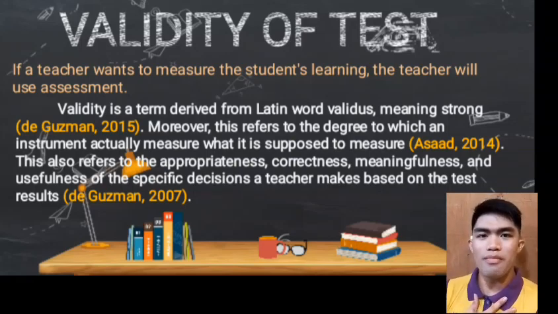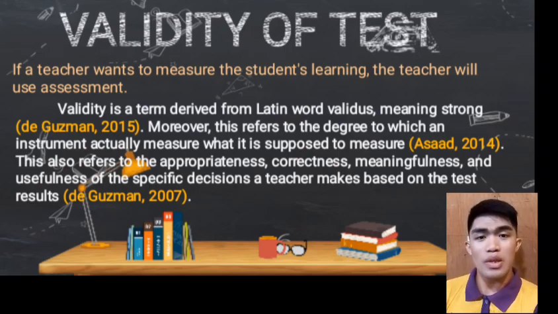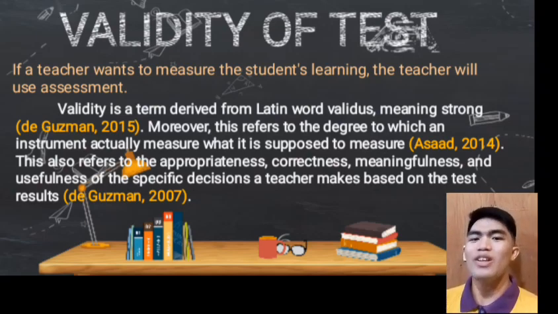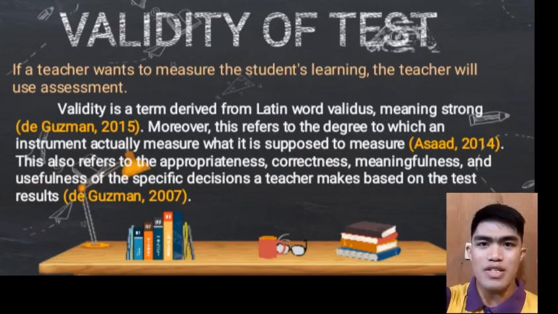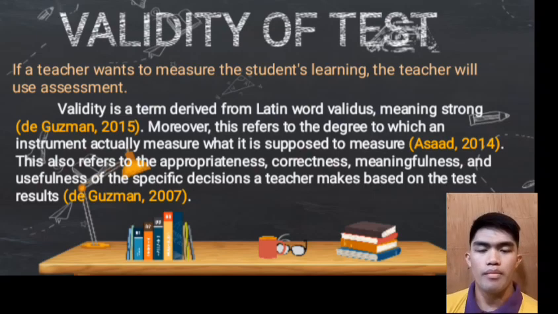The assigned topic of mine is validity of test. Before going to the definition, I will give you a simple example of that. For instance, if a teacher wants to measure the student's learning, the teacher will use assessment. What does the teacher want to measure? The student's learning. And what should the teacher use to measure the student's learning? By the use of assessment. Therefore, assessment becomes a tool to check for learning. It is a valid tool.